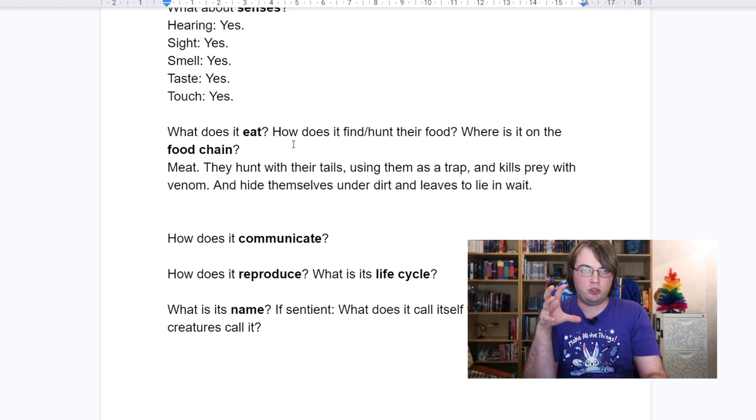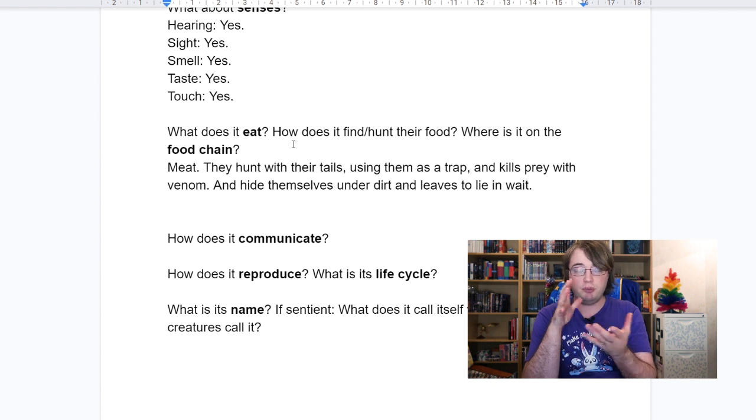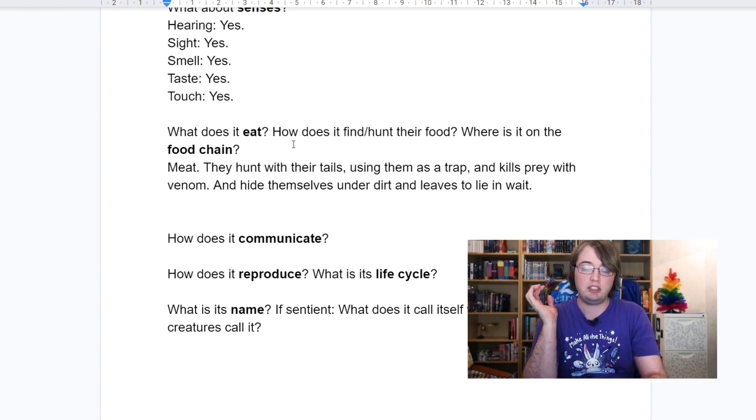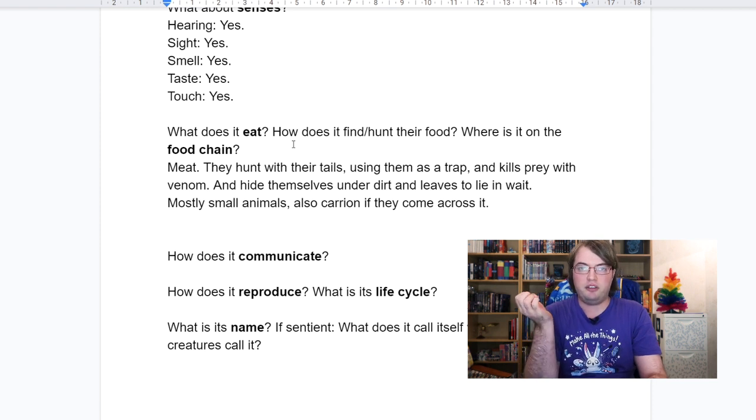And so they eat mostly small animals. They probably also eat carrion if they come across it. So where are they on the food chain? Probably fairly high up. They are hunters, after all. There are probably bigger animals that will be higher than them, but I don't know, somewhere similar to foxes, a little bit higher up, because they also have their venom, which makes them scarier.